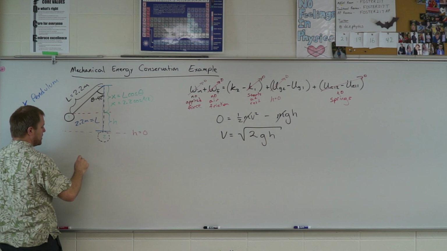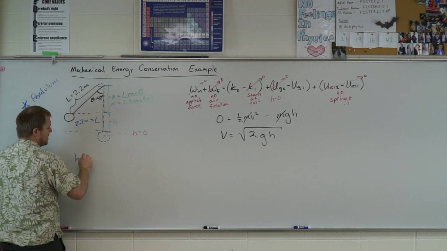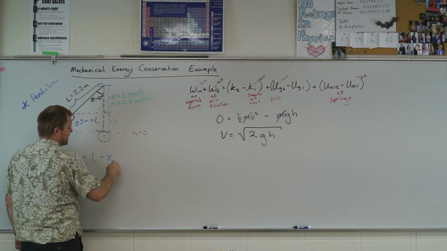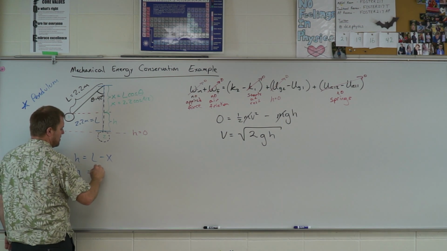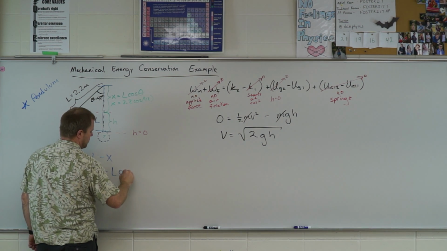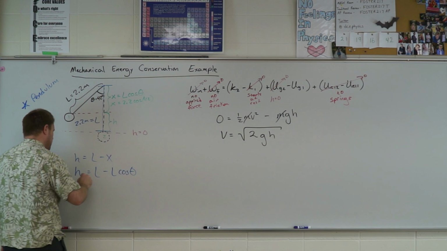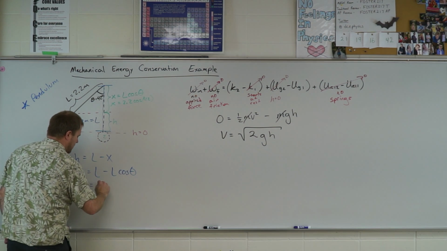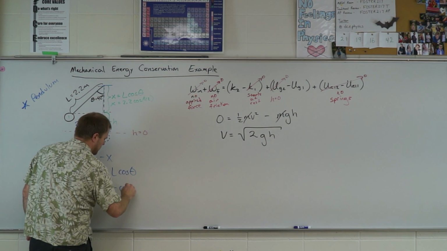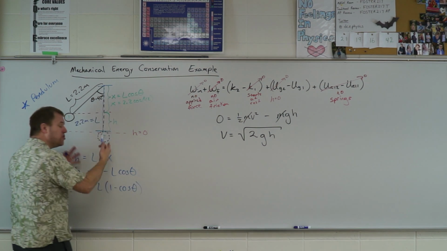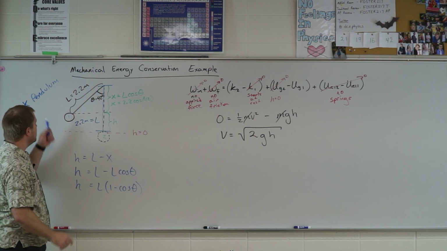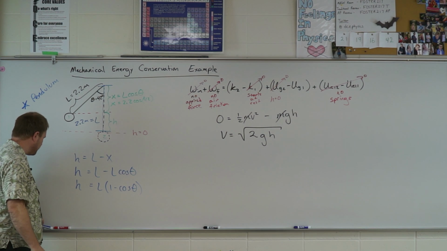So let's see what that looks like. My height is going to be my length minus x. So my height is going to be my length minus my length cosine of my angle. If you want, you can factor out an L. So you have L times 1 minus cosine of theta. This is the generic format for finding the height when we have a pendulum.